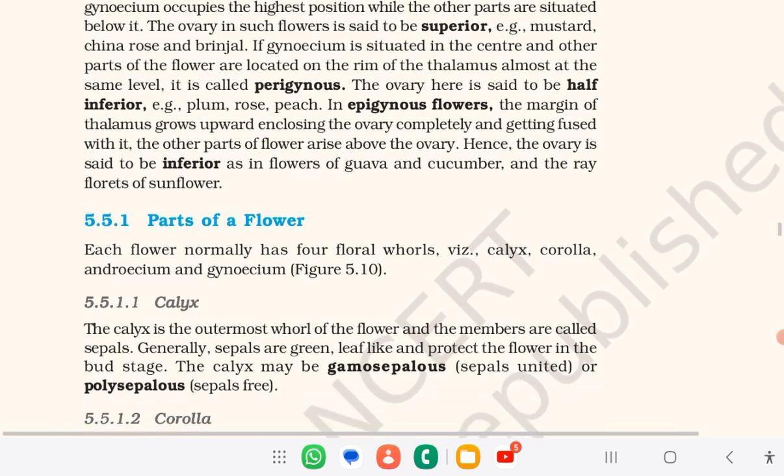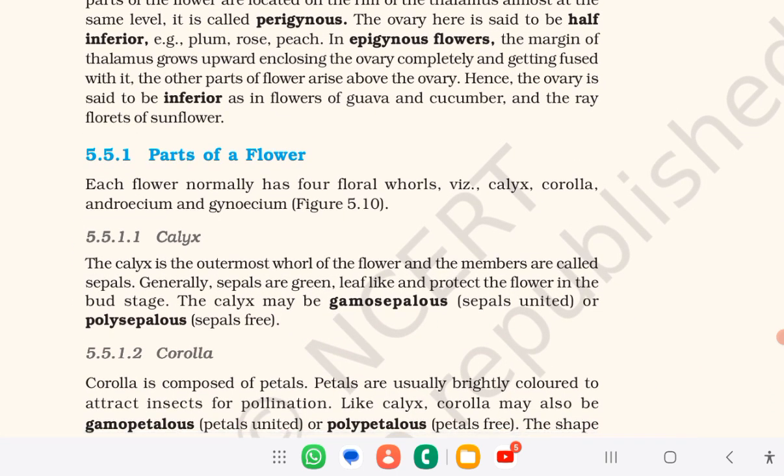Parts of a flower. Each flower normally has 4 floral whorls, viz. calyx, corolla, androecium, and gynoecium. Refer to figure 5.10.